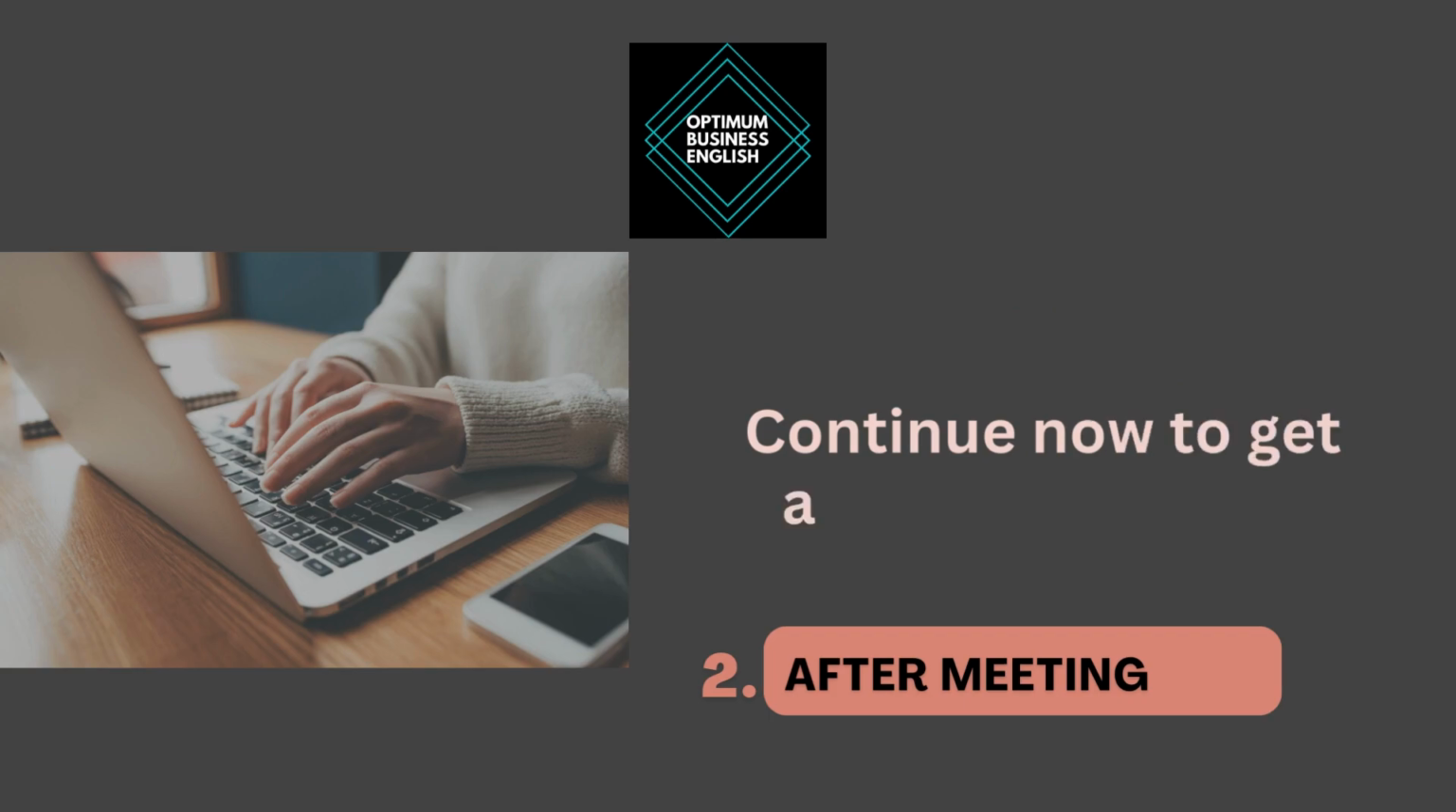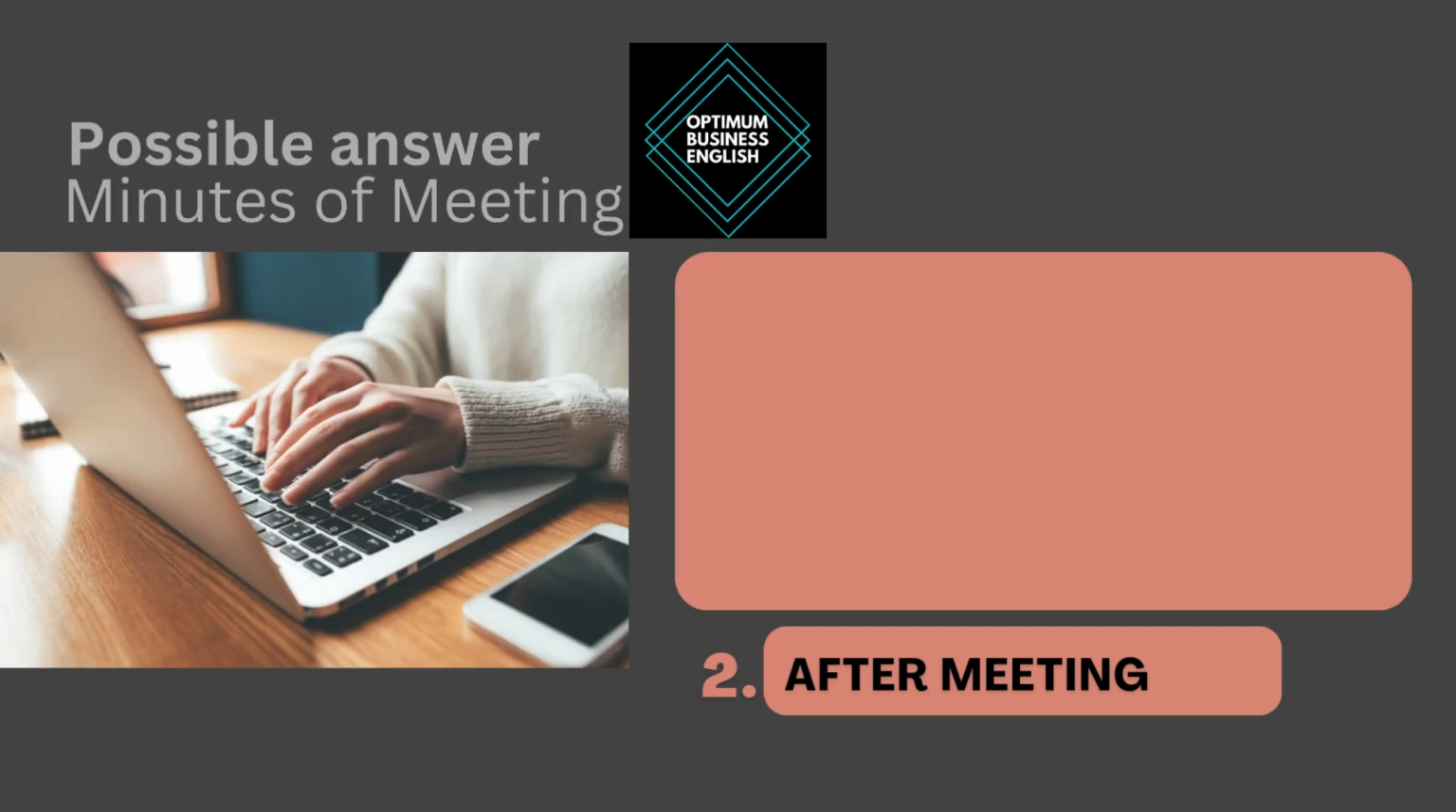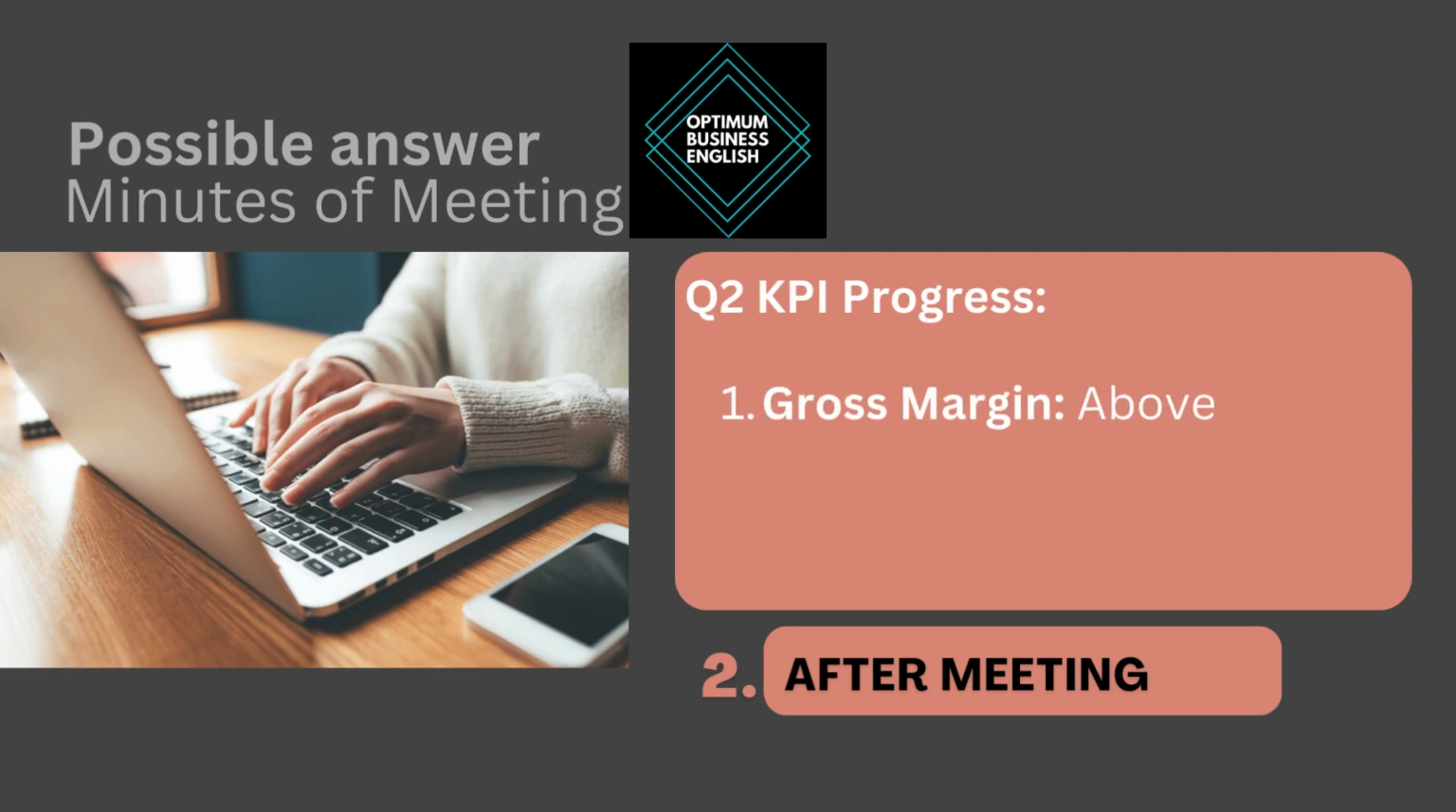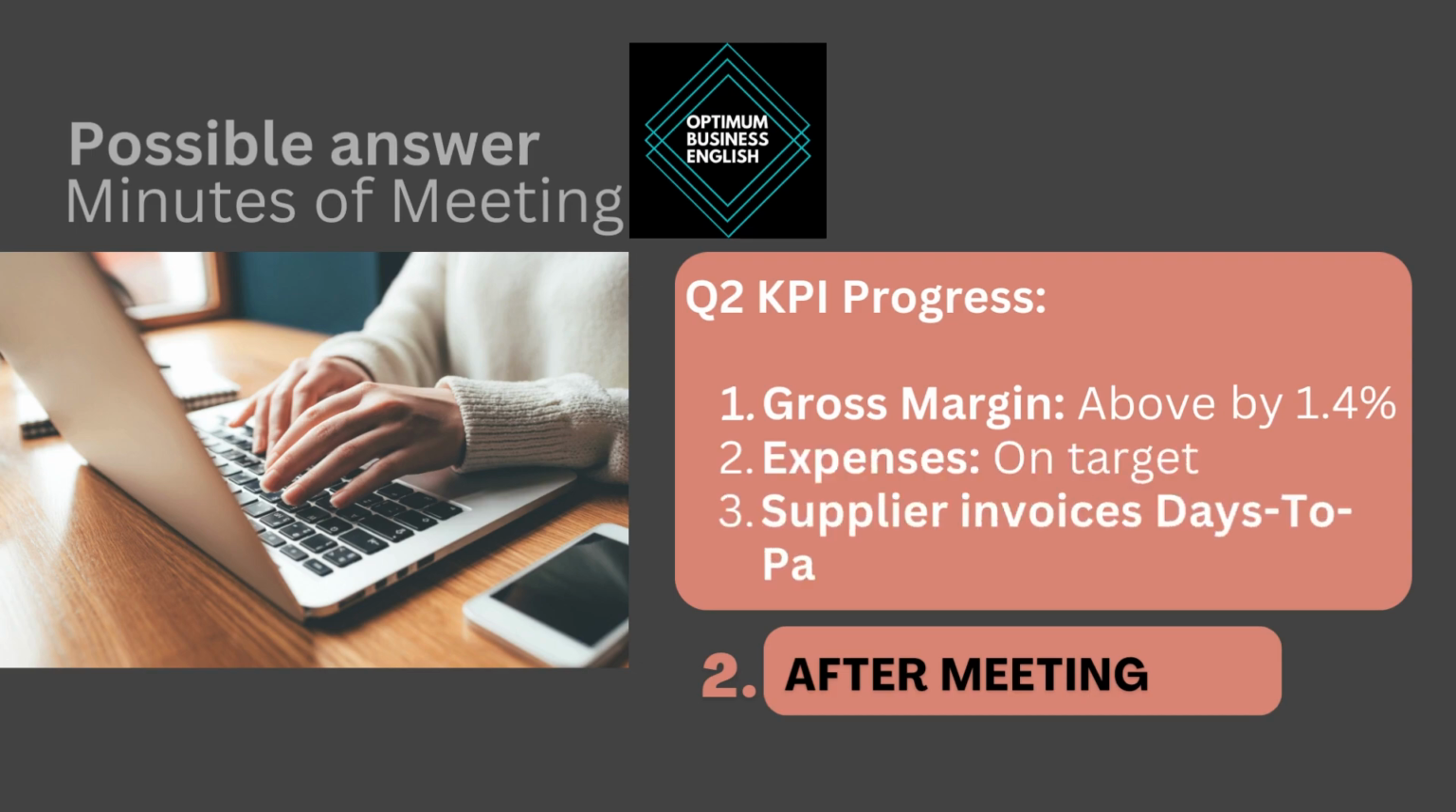Continue now to get a possible answer, remembering that everyone has their own style of taking notes, so yours may vary slightly. The heading could be Q2 KPI progress, and the detail, gross margin above by 1.4%, expenses on target, supplier invoices days to payment over by 2 days.